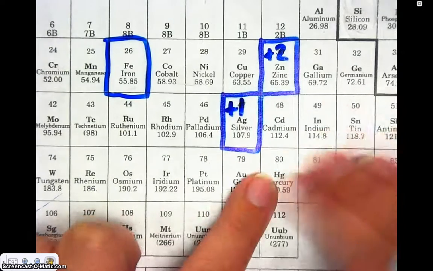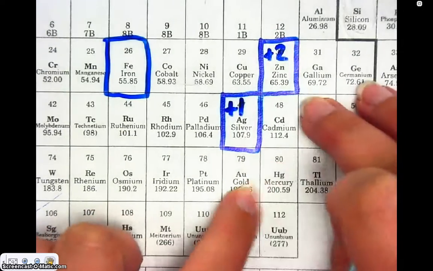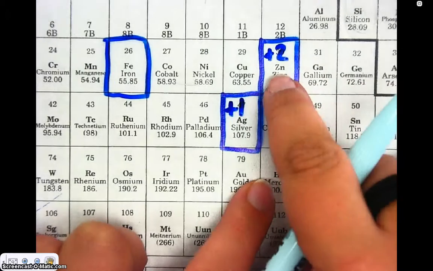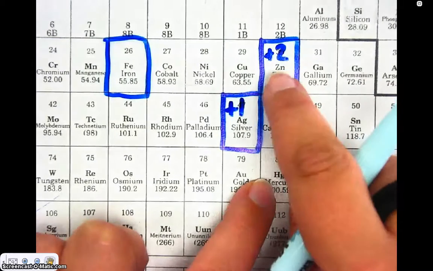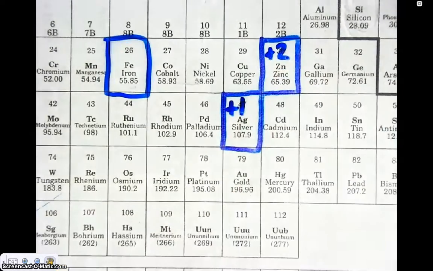Okay. Now, how I remember which one is a +1 and a +2, I remember that a Z always looks like a 2 to me, so I know that zinc is the one that is a +2. And we will be practicing with Roman numerals a lot more in class.